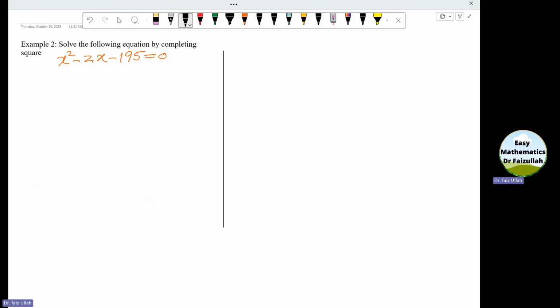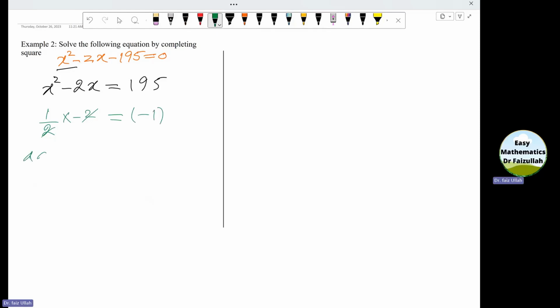To solve example number 2, we can see that the coefficient of x square is already 1. So we need to just shift the constant term to the right hand side. And from this we have x square minus 2x is equal to 195. Now we have to multiply the coefficient of x with 1 over 2. From this we get minus 1.